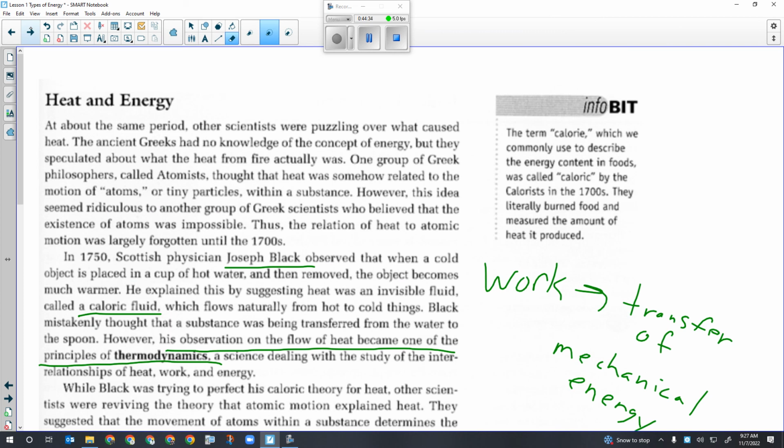All right, now, heat and energy. Okay? This is where people get kind of terminology mixed up, and I do it myself from time to time. Heat is not a form of energy. Heat is a transfer of thermal energy. Thermal energy is what we would typically call heat.